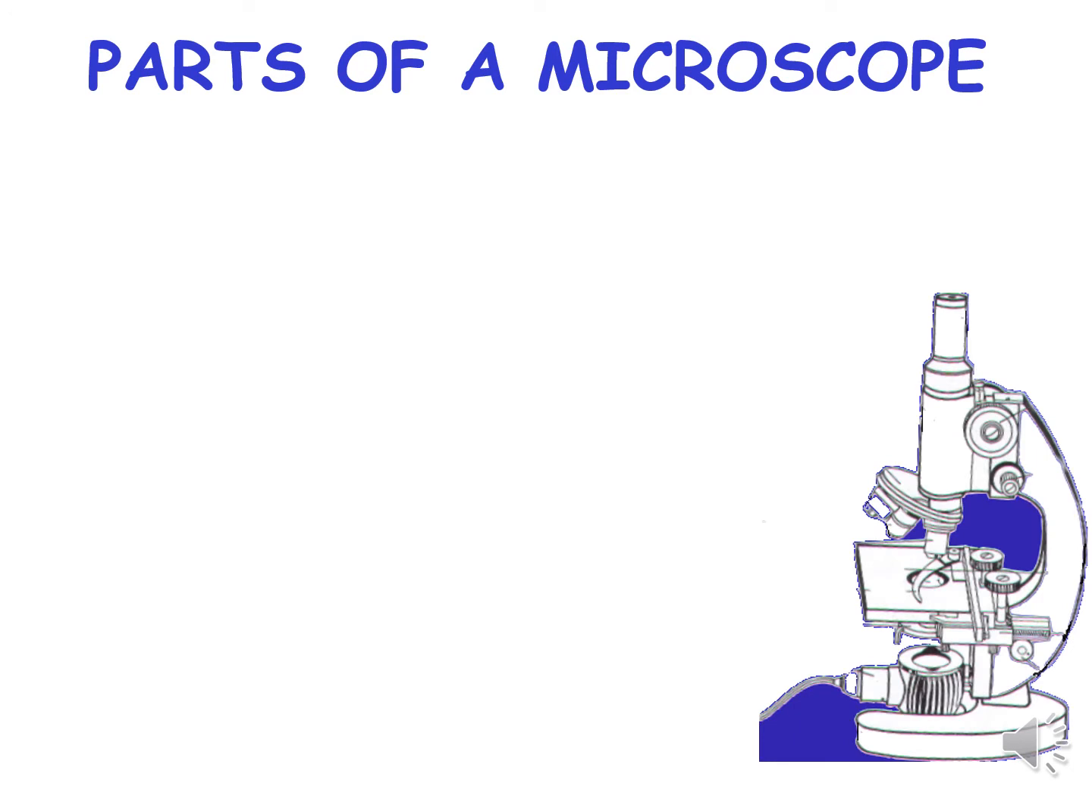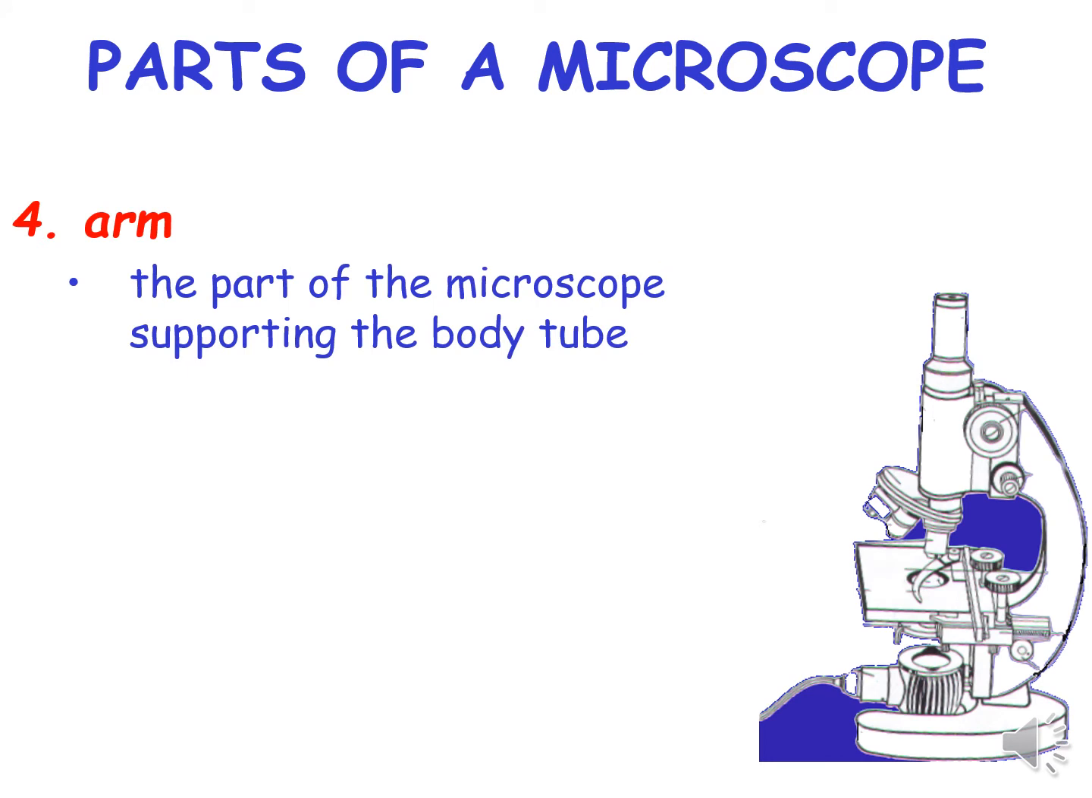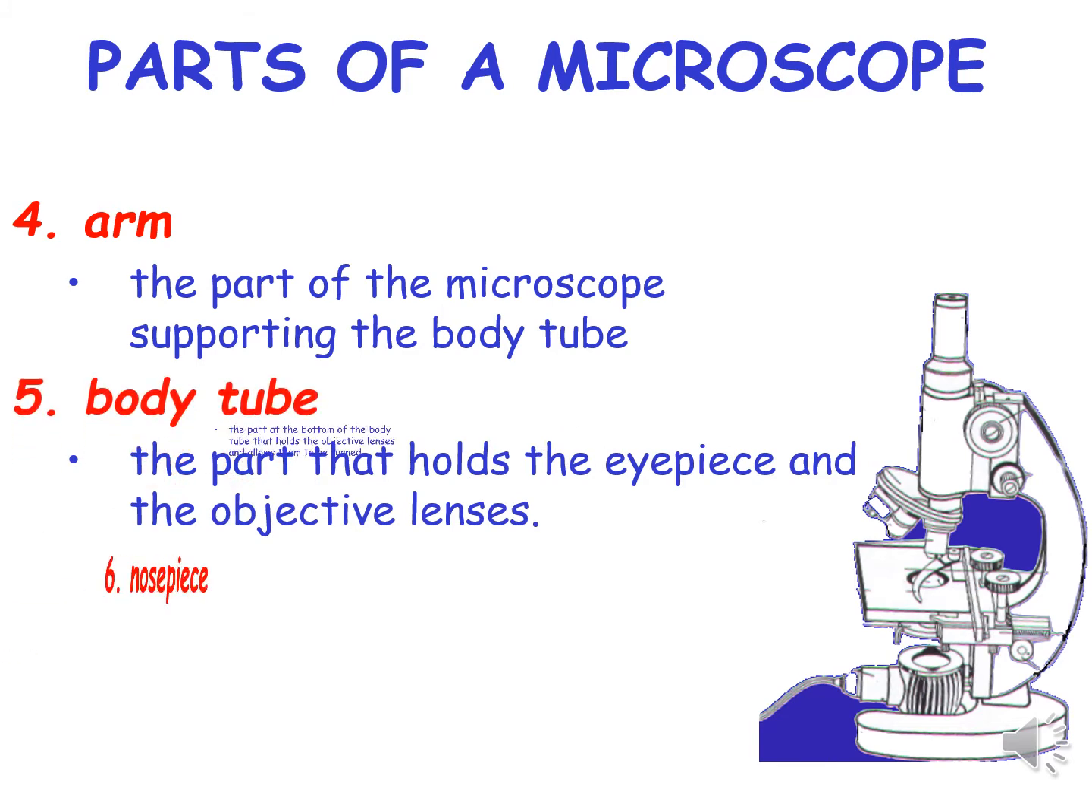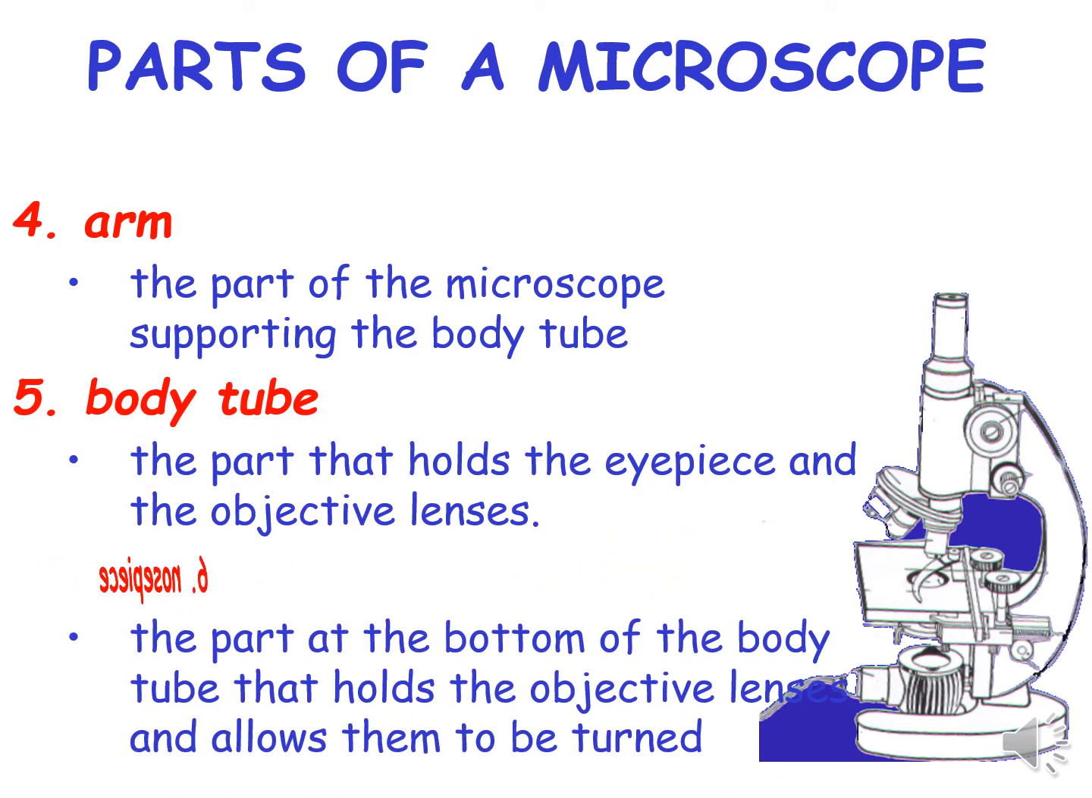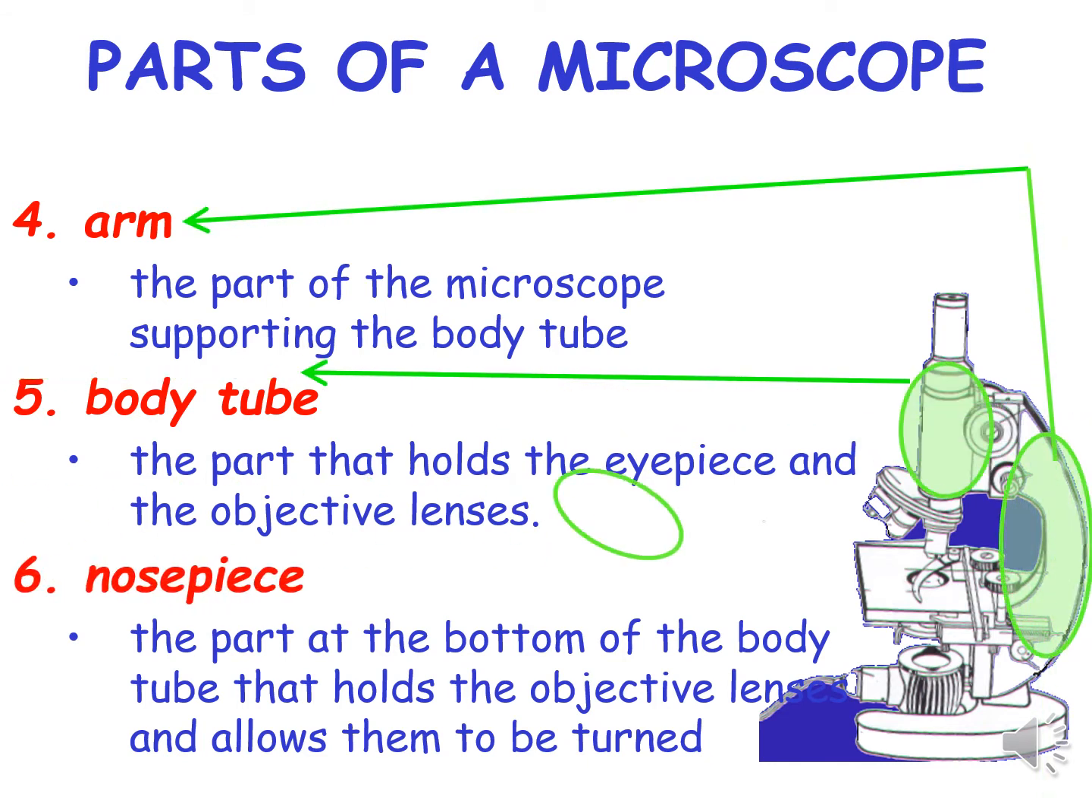Parts of a microscope. Arm is the part of the microscope supporting the body tube. Body tube holds the eyepiece and the objective lenses. Nosepiece is at the bottom of the body tube that holds the objective lenses and allows them to be turned.